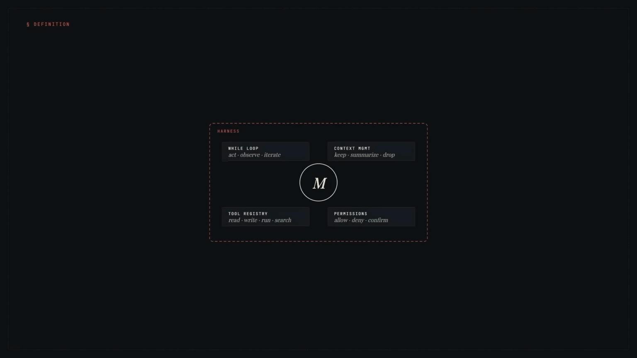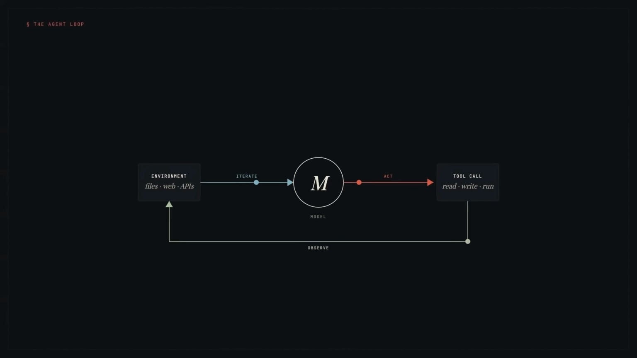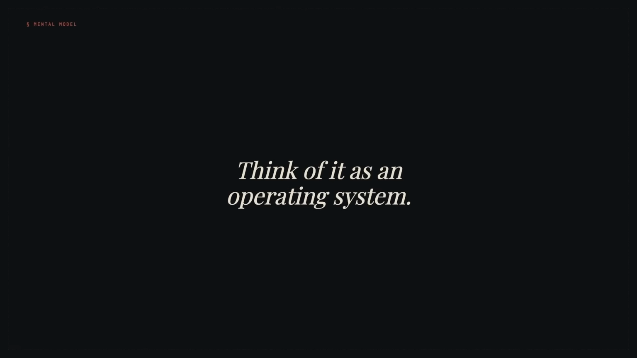Okay, so let me break it down for you. In simple terms, a harness is an architecture that turns a model into an agent. The model itself is just a one-shot text generator. You ask, it answers, and then it stops. The harness is what gives it the ability to take actions, see the consequences, and keep going until the problem is actually solved. Now, there is a really clean way to think about this, and it's an operating system analogy.